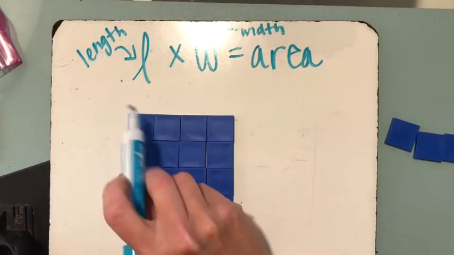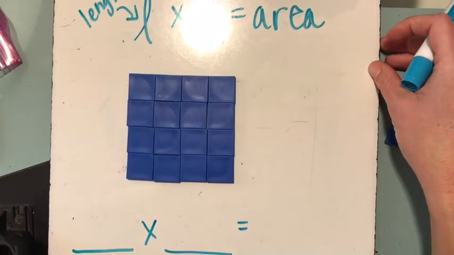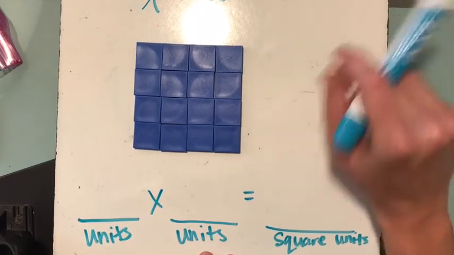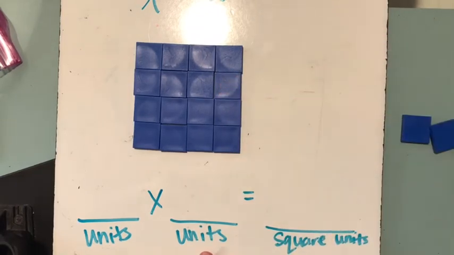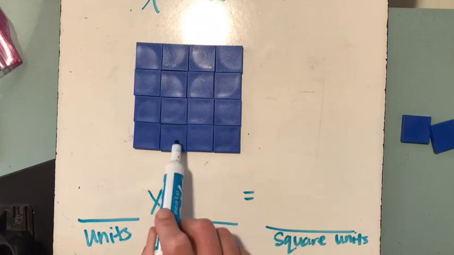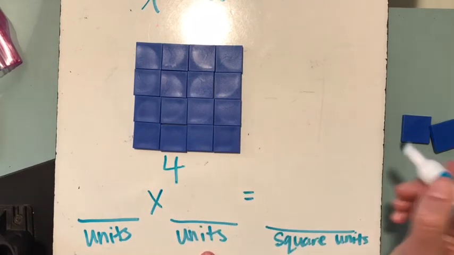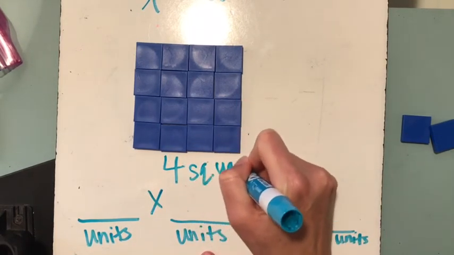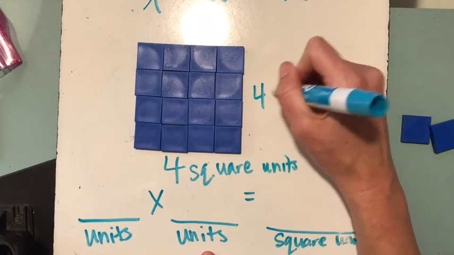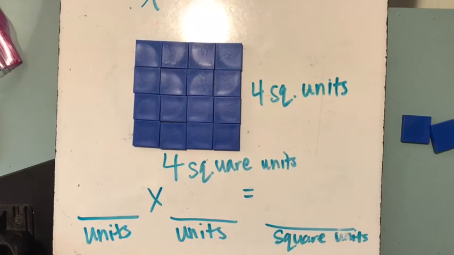So remember, this is our formula up here. Length times width equals area, or our algorithm to be even fancier, right? So let's find the length of this rectangle. The length is what? 1, 2, 3, 4, right? And the width is 1, 2, 3, 4. 4 square units. All right, I want you guys to solve for this one.